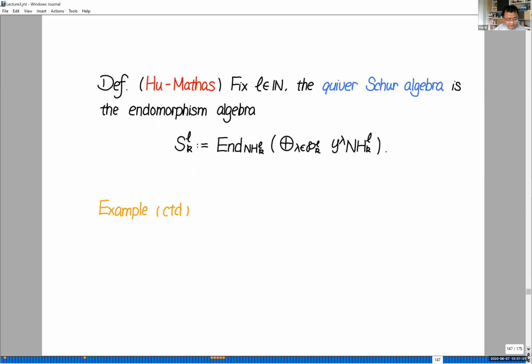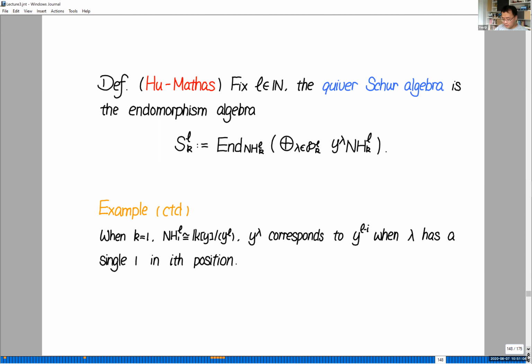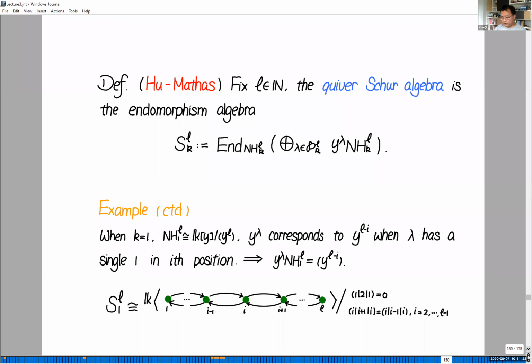So to continue discussing these examples, when k equals 1, this ideal just corresponds to the monomial ideal generated by y to the L minus i-th power, whenever lambda has a single box in the ith position. So then this Quiver-Schur algebra for k equals 1, weight 1, is isomorphic to the Quiver algebra of L vertices with the relations 1 to 1 equals 0 and all loops at vertices are equal. Okay, so that's a quiver.